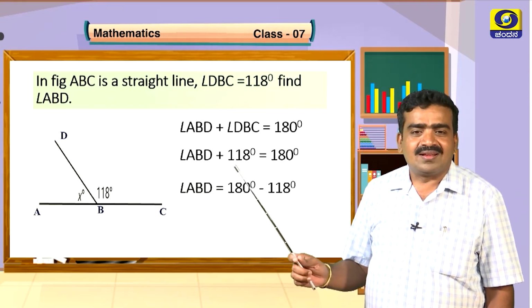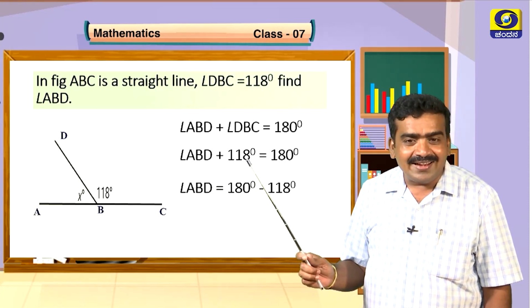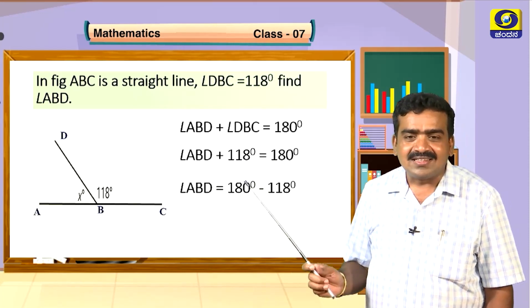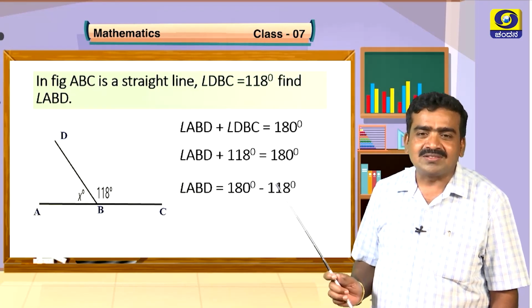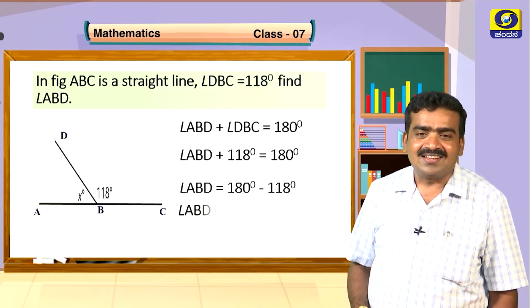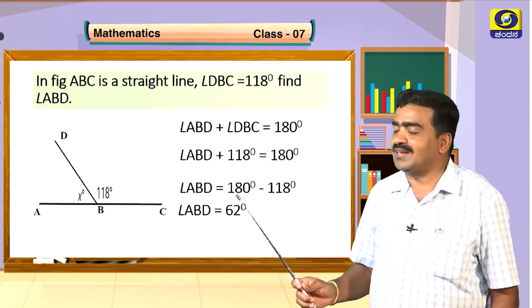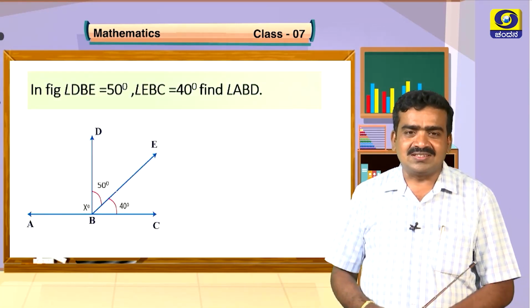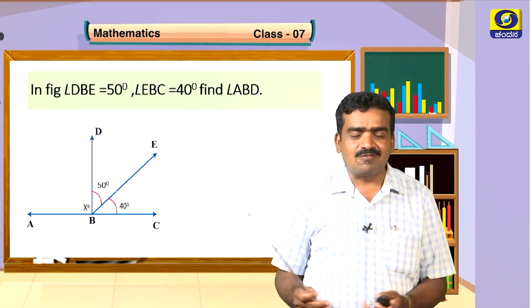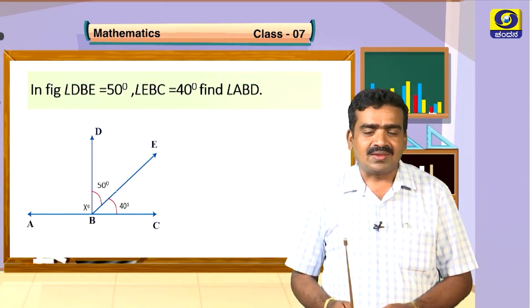Now, transpose this 118 degree towards the right hand side. This becomes 180 minus 118 degree. How much you will get? 62 degree. There is another question which is a little bit different than the previous one.